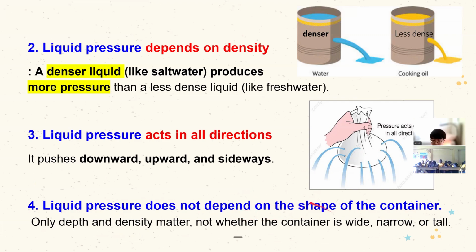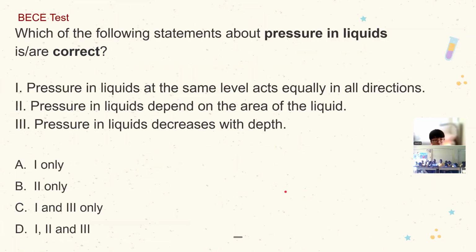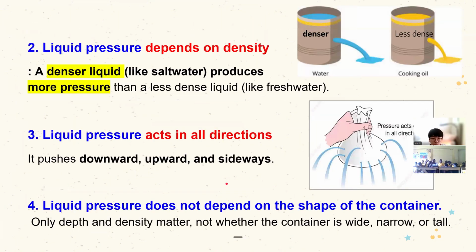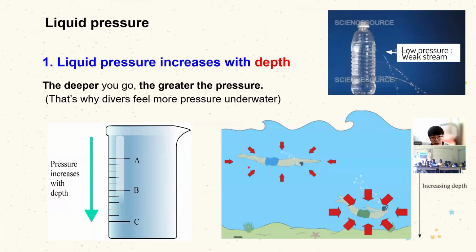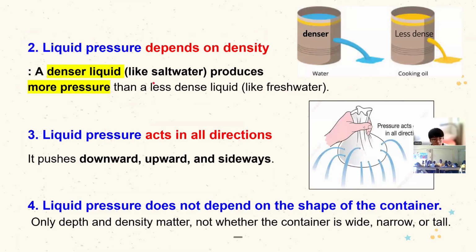So it does not depend on its shape. Okay, so we looked at 4 properties of liquid pressure. First, remember, liquid pressure increases with depth. Second, liquid pressure increases with density. Third, liquid pressure acts in all directions. And fourth, liquid pressure does not depend on the shape.